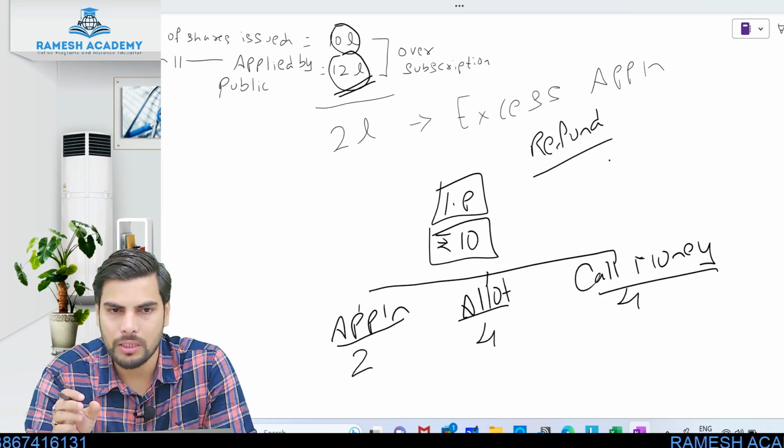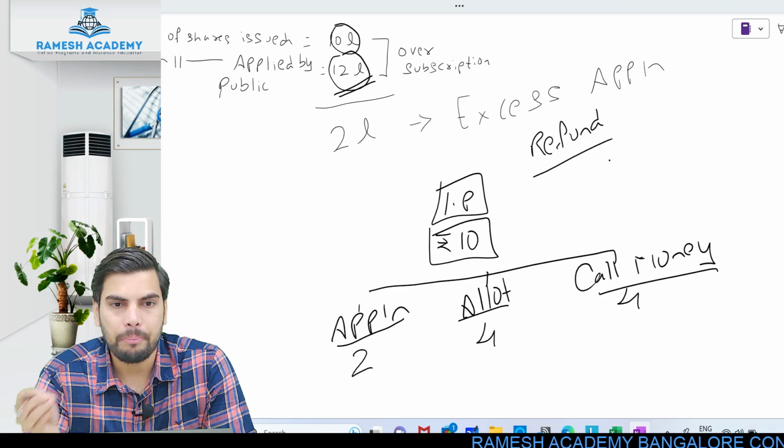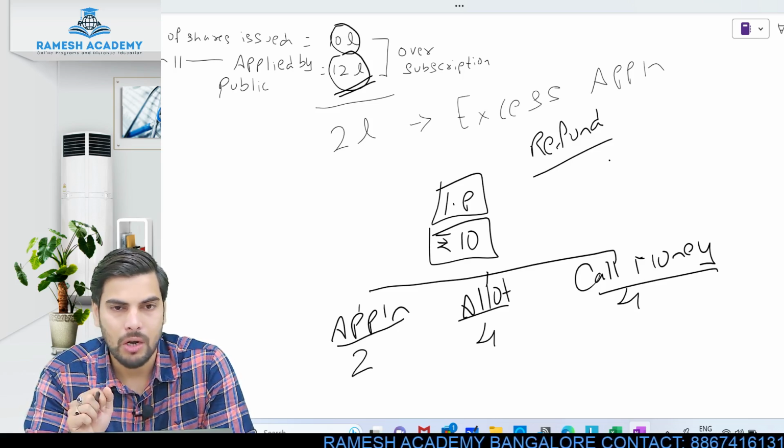The reason is very simple. Although the company issued shares to the extent of 10 lakh, 10 lakh shares were issued by the company, but the public applied for how much? The public applied for 12 lakh shares. Obviously they would have paid the application money to the extent of these 12 lakh shares.